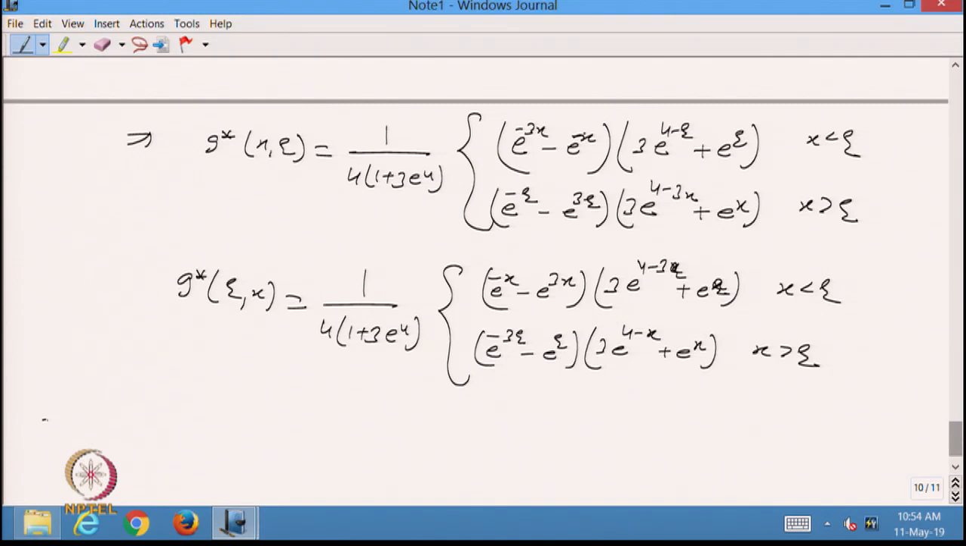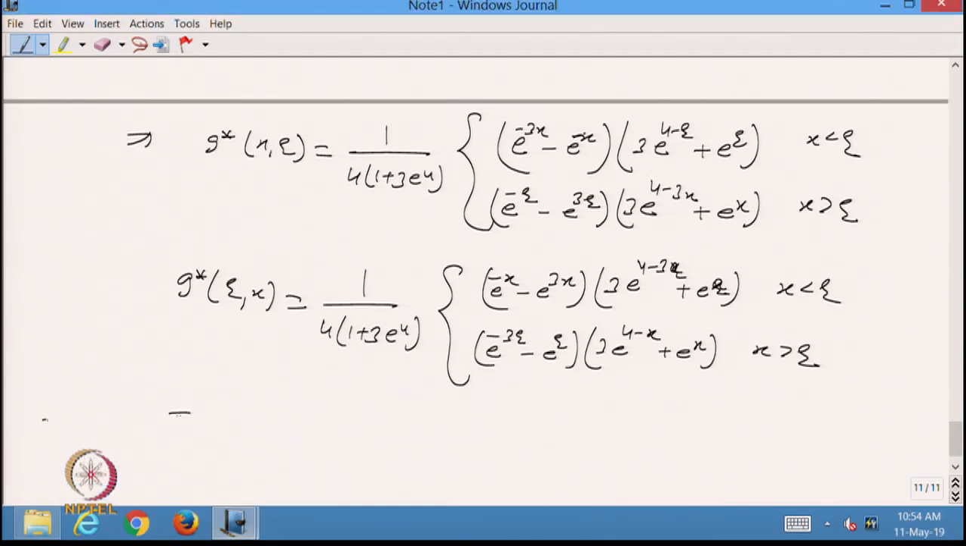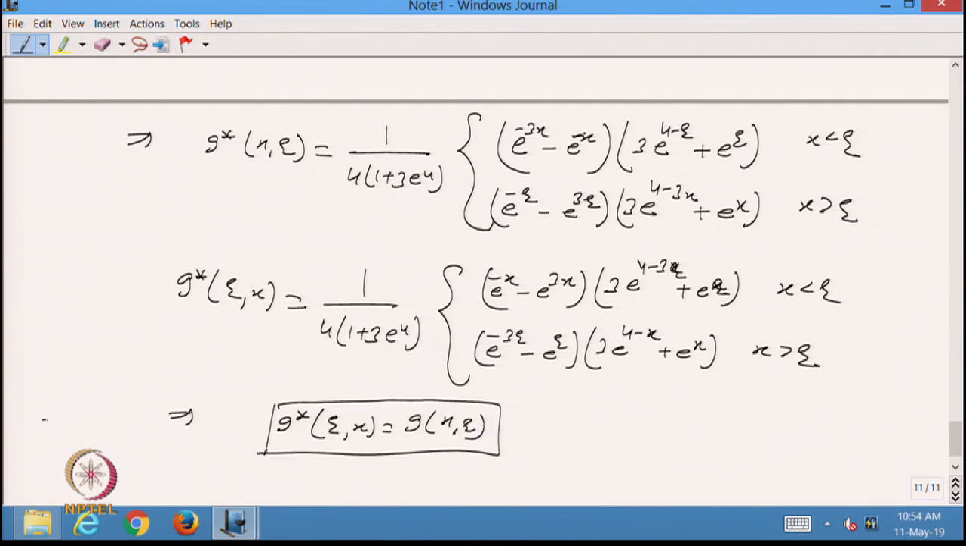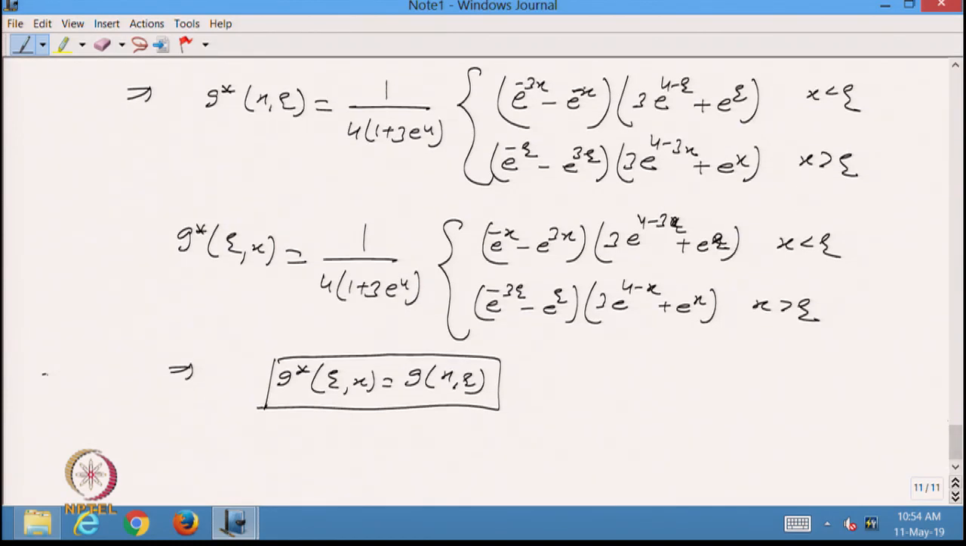So, if we just do some calculation, we will get the value from here, and from here we can say that my G star x xi should be same as G xi x. So, this is how we are able to find the green functions for the linear operator and the adjoint operator. Now, what will happen if I take the self-adjoint operator?